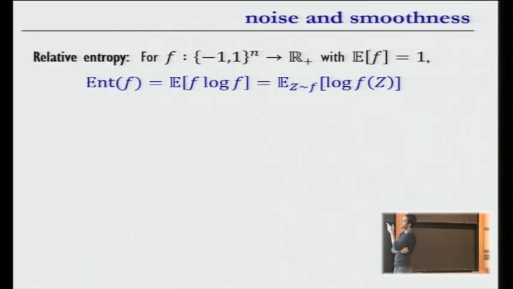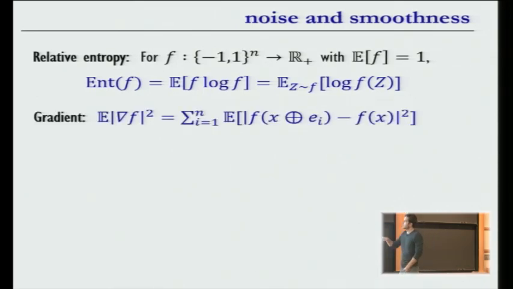So now let's take a function which is non-negative and has expectation 1 with respect to the uniform measure on the discrete cube. And then we'll define the relative entropy of F with respect to the uniform measure. The way to think about this quantity is that it's maximal when F is concentrated at a single point. When F is a delta function, this thing has value n. And when F is the constant 1 function, this thing has value 0. So this is the entropy deficit of F, sort of n minus the Shannon entropy of F.